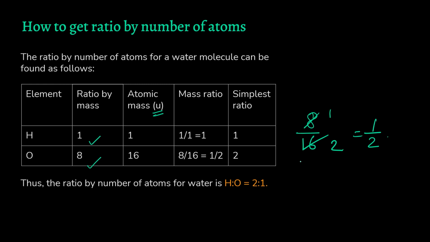So how do we determine how many atoms of hydrogen come together with how many atoms of oxygen to form one molecule of water? The ratio that we get is 2:1, the ratio by number of atoms in which they come together for water. So for every 1 atom of oxygen, we have 2 atoms of hydrogen. This is how we get water.